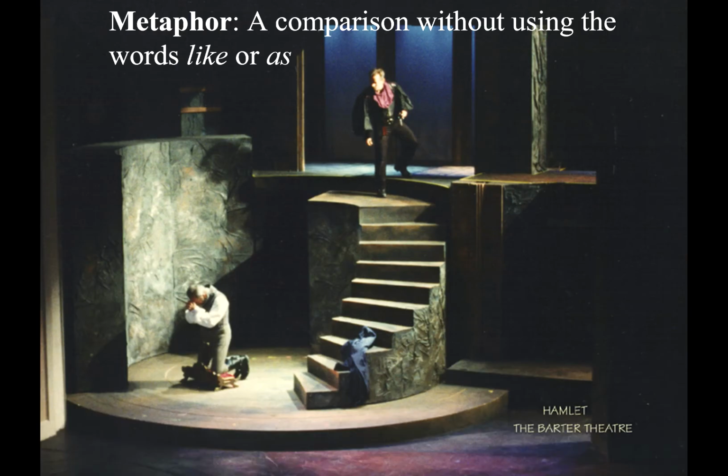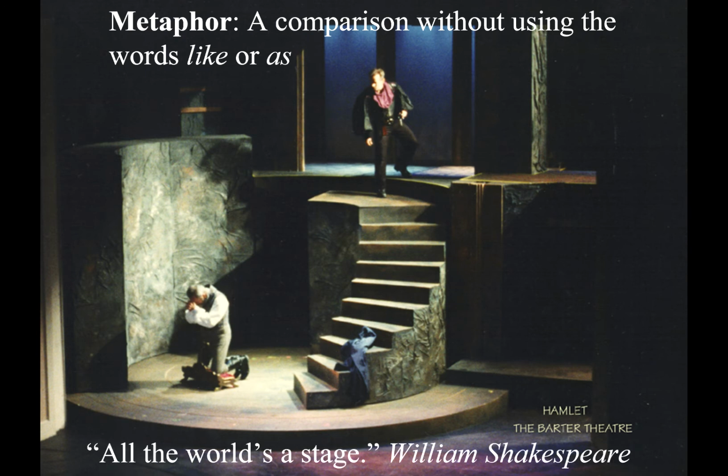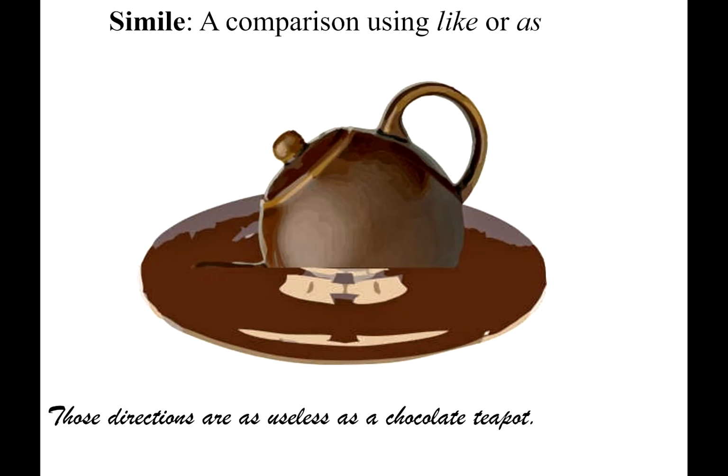A metaphor is a lot like a simile, whereas a metaphor makes a comparison without using the words like or as. A simile uses the words like or as. So William Shakespeare once said, "All the world's a stage." If he had said, "All the world is like a stage," then that would have been a simile, not a metaphor.